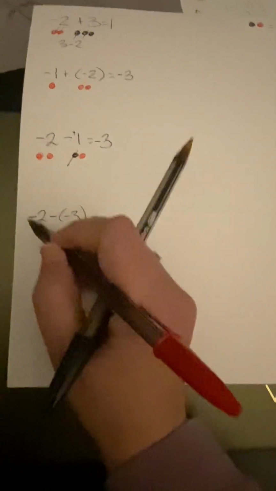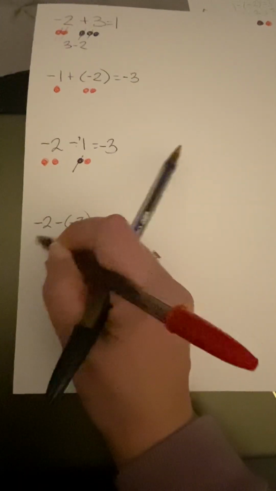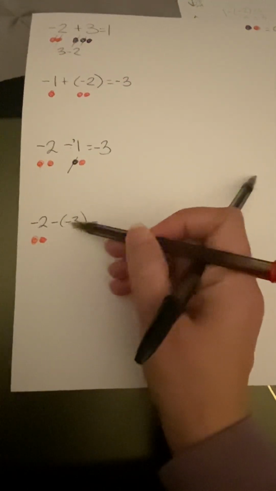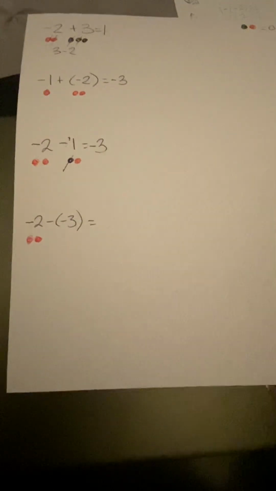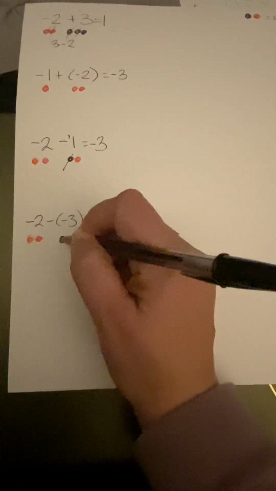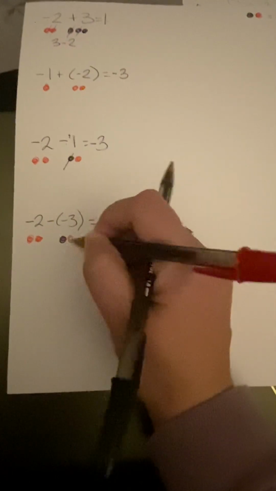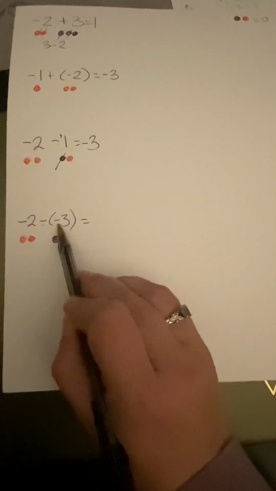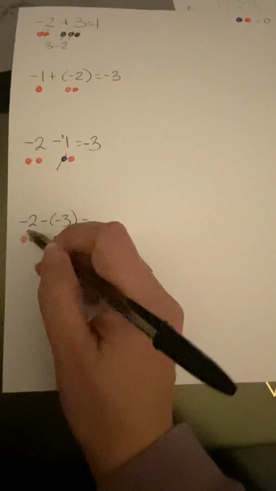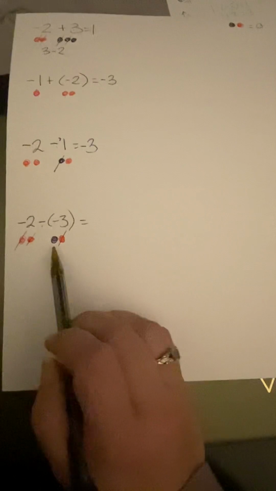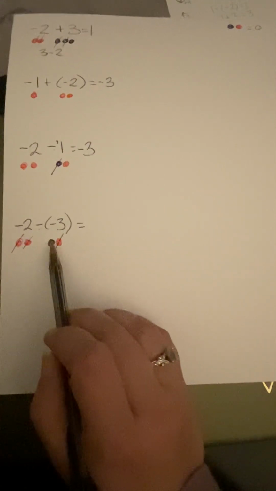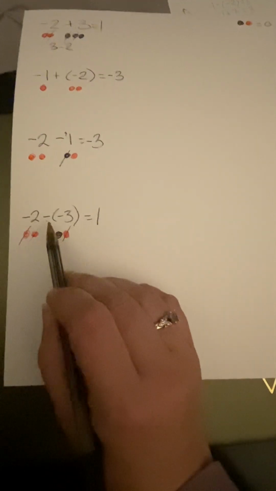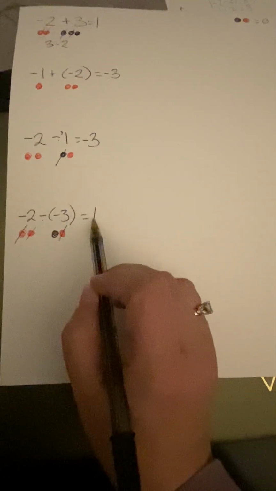Last one, negative 2 are 2 negative integer chips, but I want to take away 3 negative integer chips. I need to add in a 0 pair. Now I can take away 3 negative integer chips. And in doing that, I'm left with 1 positive integer chip. So negative 2 minus negative 3 would be positive 1.